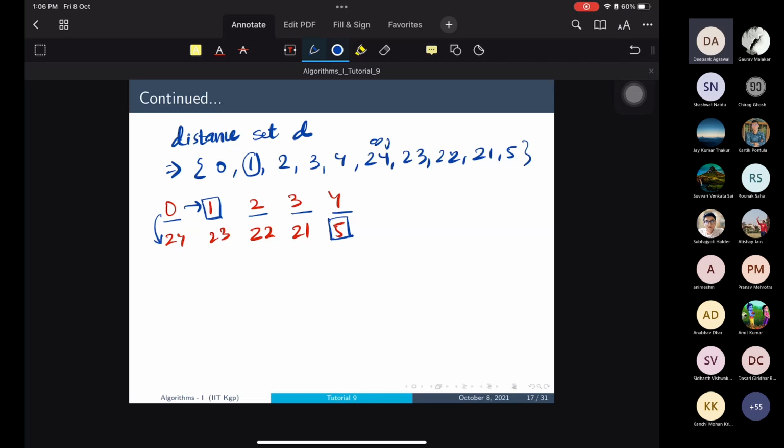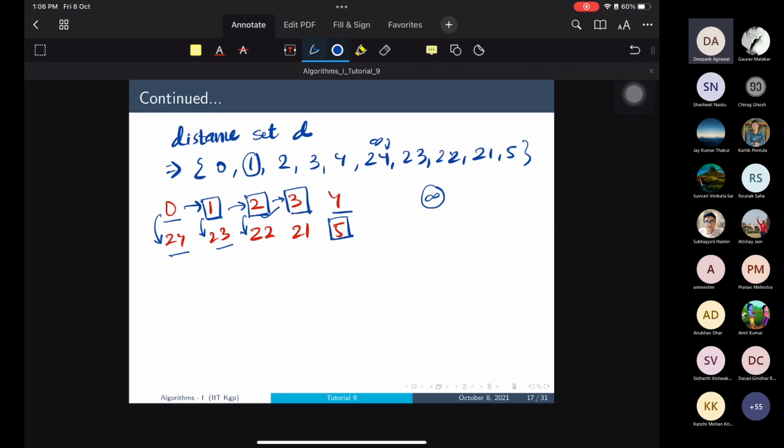When we visited 1, we updated the distance for 23 and 2. 2 has the minimum distance among 2, 24, 23, and infinite, so 2 pops out. We update the distance for 22 and 3. 3 now has the minimum distance, so it pops out.